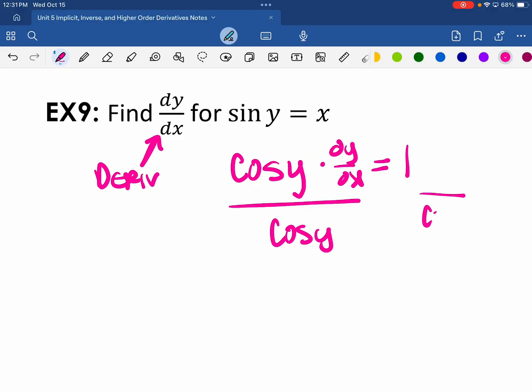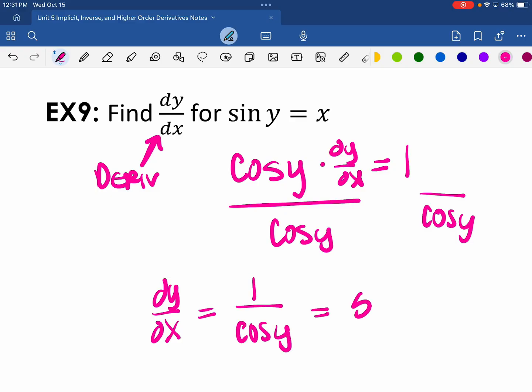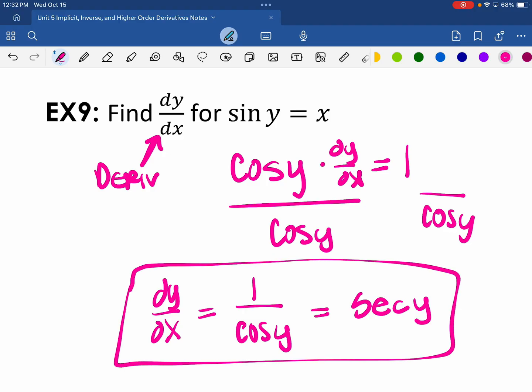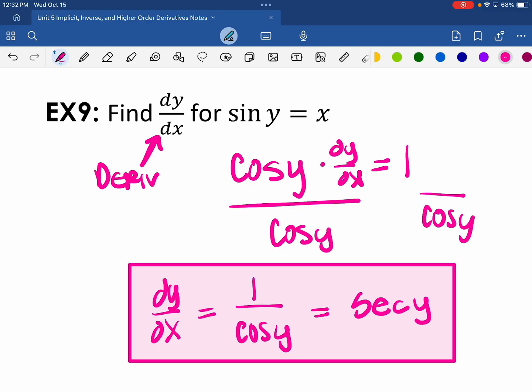So your answer is 1 over cosine of y, but if this was multiple choice, they probably would write that as secant y. And that's just one of the trig reciprocals that you learned last year. So that one was just find the derivative. Once you find the derivative, you're done. You don't have a value they gave you to plug in.